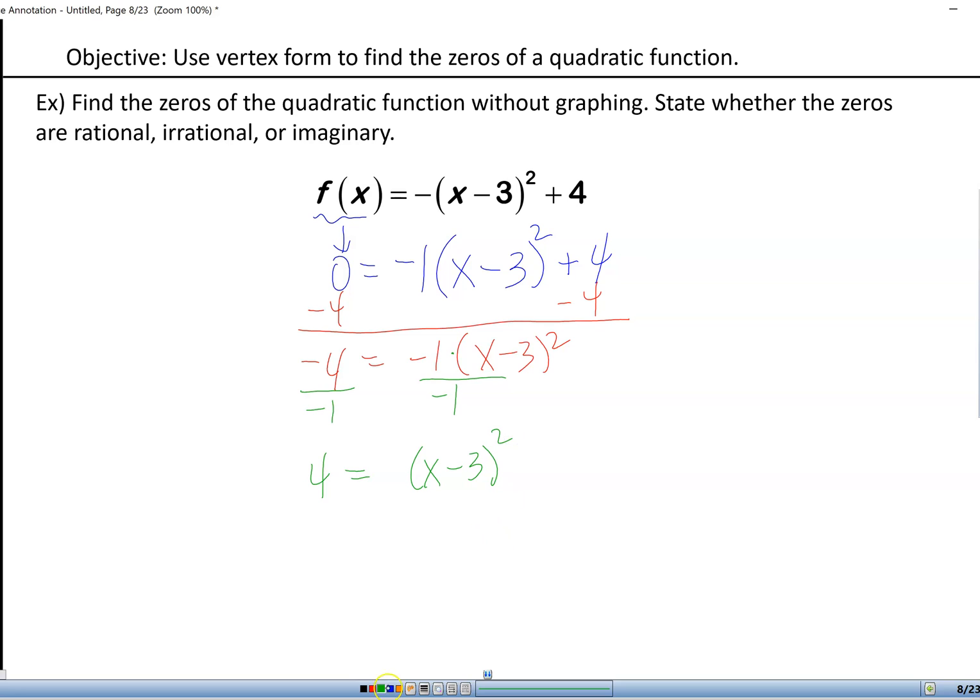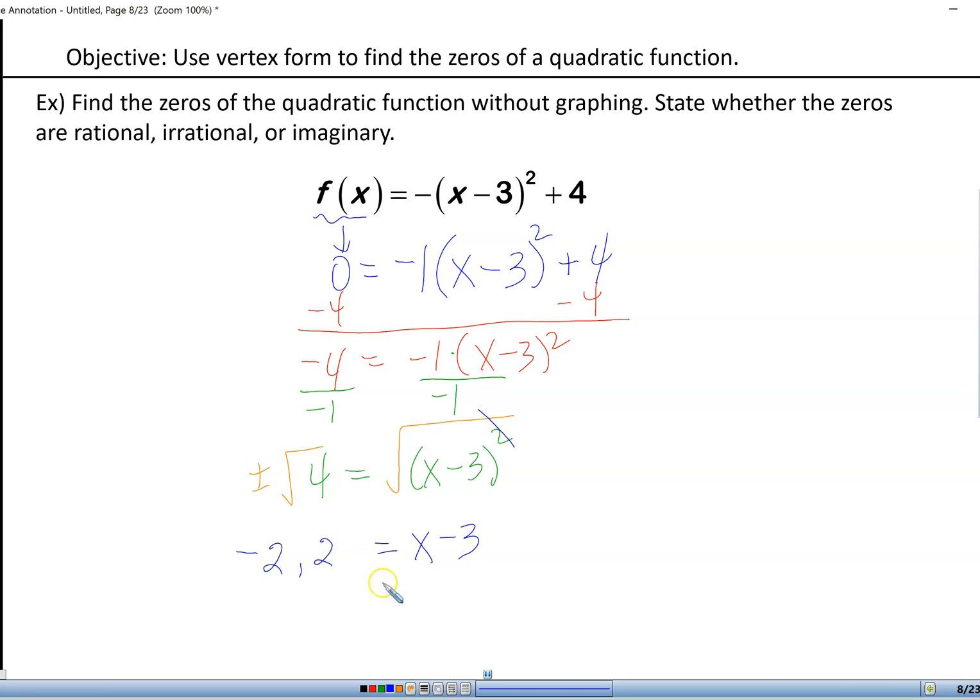Now that we have the exponent as the thing on the outside, this is where we use our square root property. So now we have plus or minus the square root of 4 and the square root of our quantity squared. Square and square root cancel. So this side's going to be x minus 3. Over here, we should recognize 4 being a perfect square. That square root of 4 is 2, and so we have a negative 2 and a positive 2.